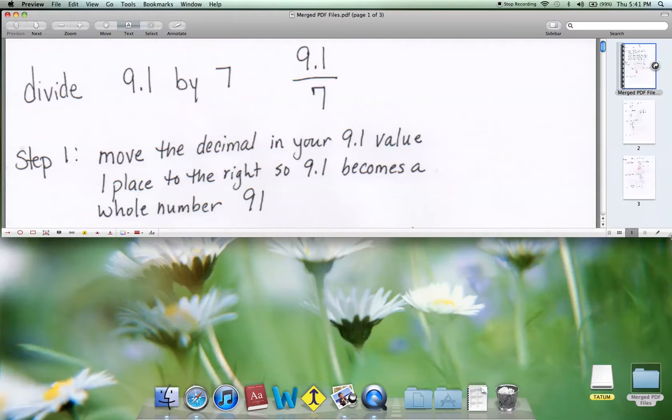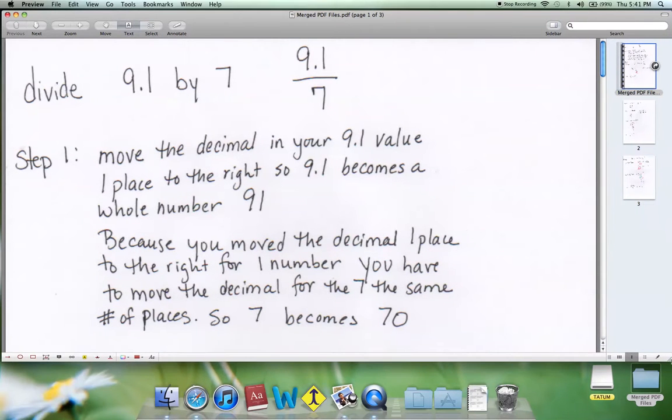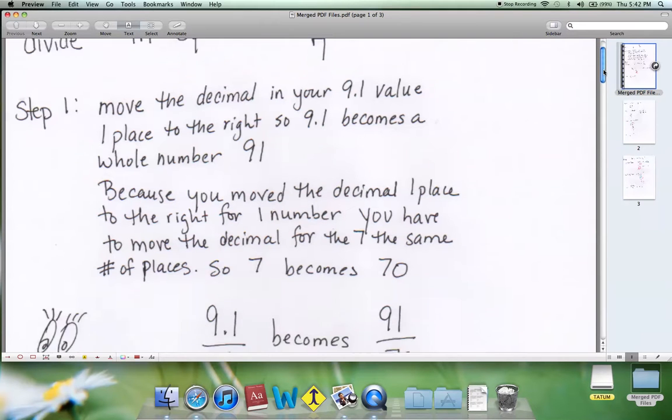Now, since you moved the decimal in one of your values, your numerator, you're going to need to move the decimal in the other value as well, the same number of places. Because you moved the decimal one place to the right for the 9.1, you have to move the decimal for the 7 the same number of places, one place. So your 7 becomes 70. Now you're ready to use long division.